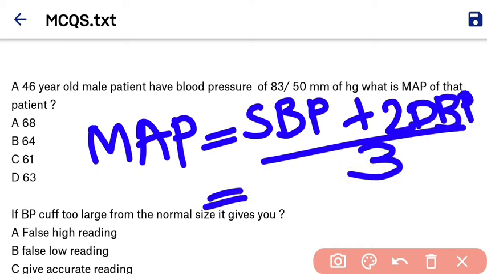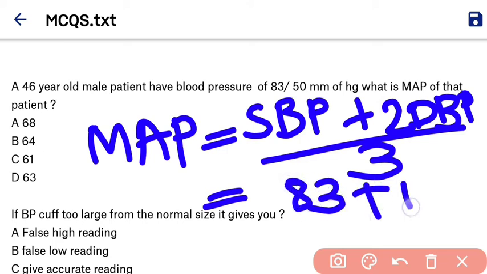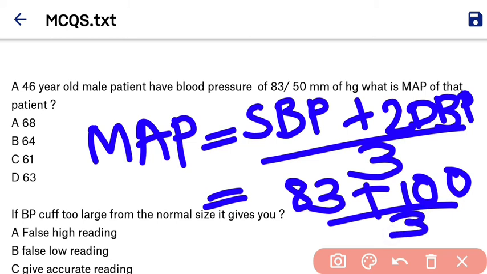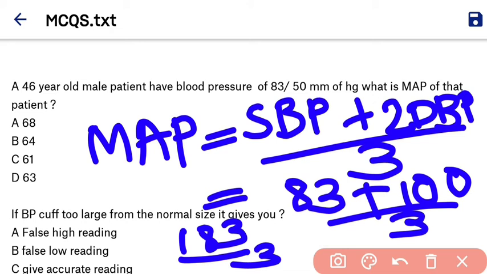When we put the numbers in this, it is about 183 by 3. Okay, so it is 61. Okay, so this is how we calculate the MAP.